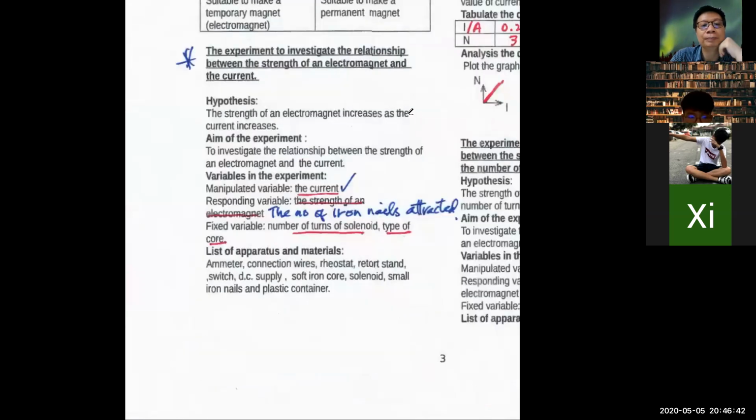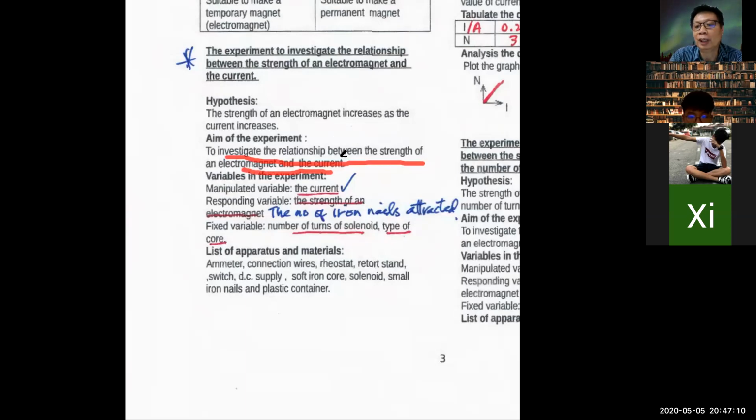It's here now. Okay. Hypothesis is here now. Please write this: to investigate the relationship between the strength of the electromagnet and the current. Okay, so this is the aim: investigate the relationship between the strength of the electromagnet and the current.